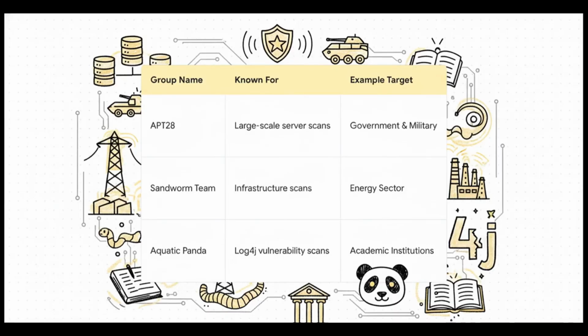So here are just a few of the big players. You've got groups like APT28. They're known for these massive, large-scale scans targeting government and military networks. Then there's Sandworm Team, who really focus on critical infrastructure. We're talking the energy sector. And how about Aquatic Panda? They were famous for scanning academic institutions, specifically looking for that huge Log4j vulnerability, the one that affected millions of systems. The point is, this is happening constantly and at an absolutely massive scale.